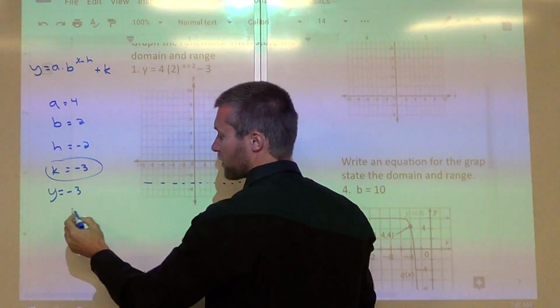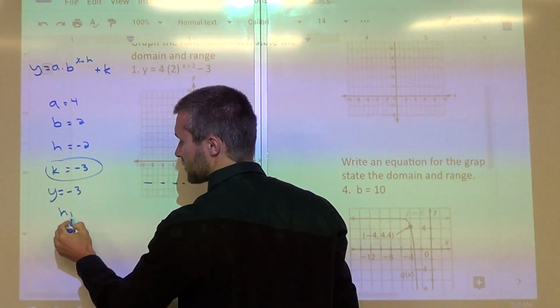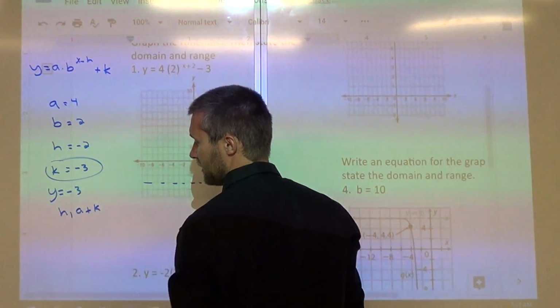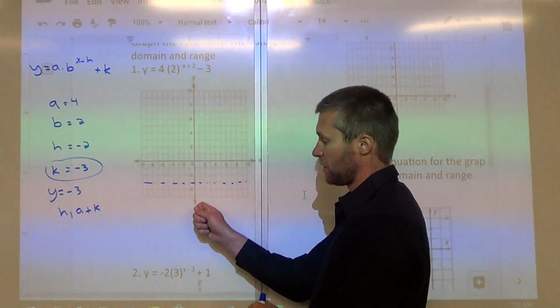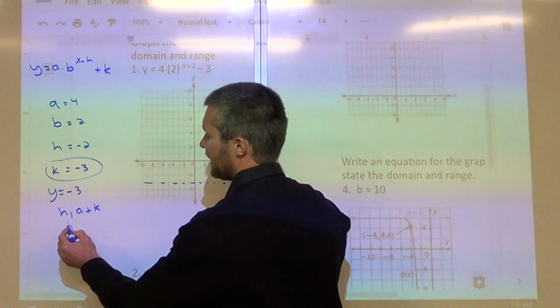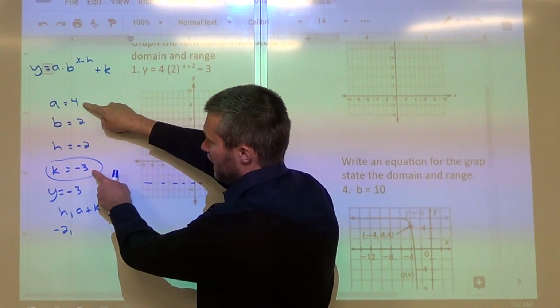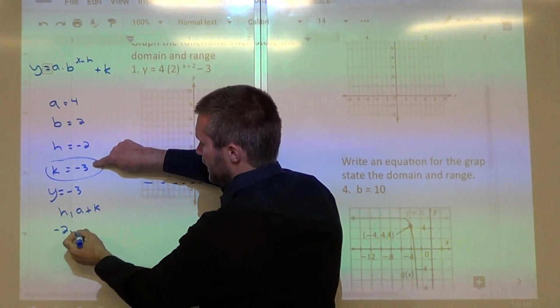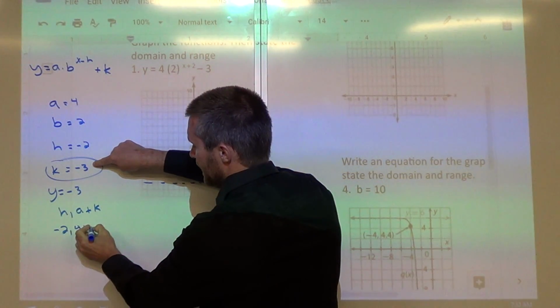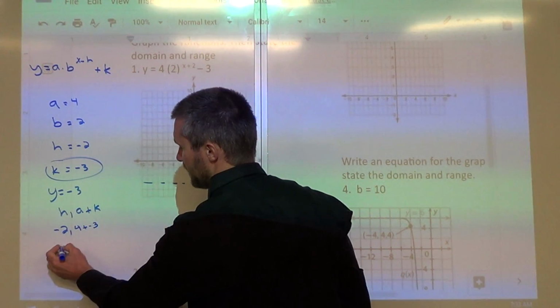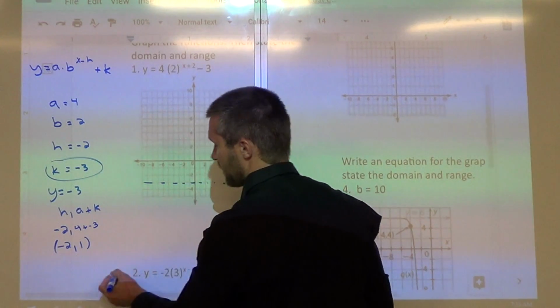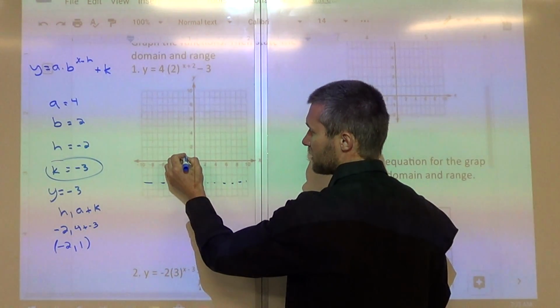Then the 2 points that we're going to worry about are going to be H and then A plus K. This point will be closest to our vertex, so my H value is -2. And then A plus K, so 4 plus -3, that would be -2, 1. So I graph that point, -2, 1.